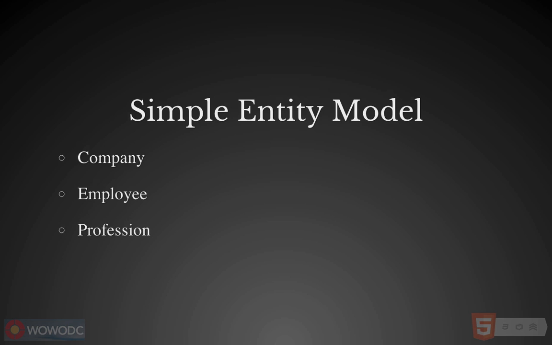So to start off, I want to have a simple entity model. I want to have Company. That's one table in the database. And it's going to have a to-many relationship to Employee, and the employees are going to have a to-one relationship to Profession. We all wear many hats, but in this discussion, an employee can only be a chef, a nurse, a computer scientist. He can't be all of those things, only one.